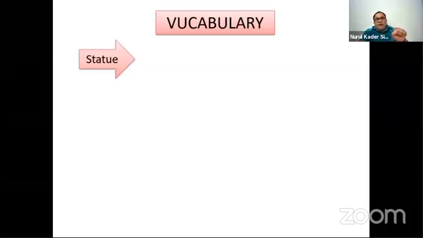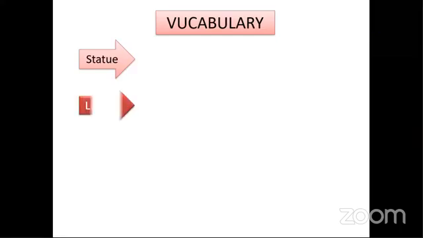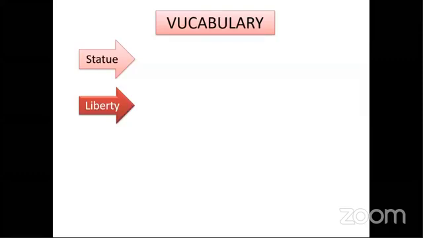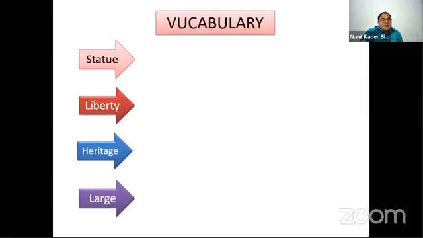Firstly, we are writing the word, and second is the meaning. First one, statue. Second one is liberty. Please listen to me and talk to me. Without your response, the class will not be successful. Statue. Second one is liberty. Third one, heritage. Fine. Next one, large.